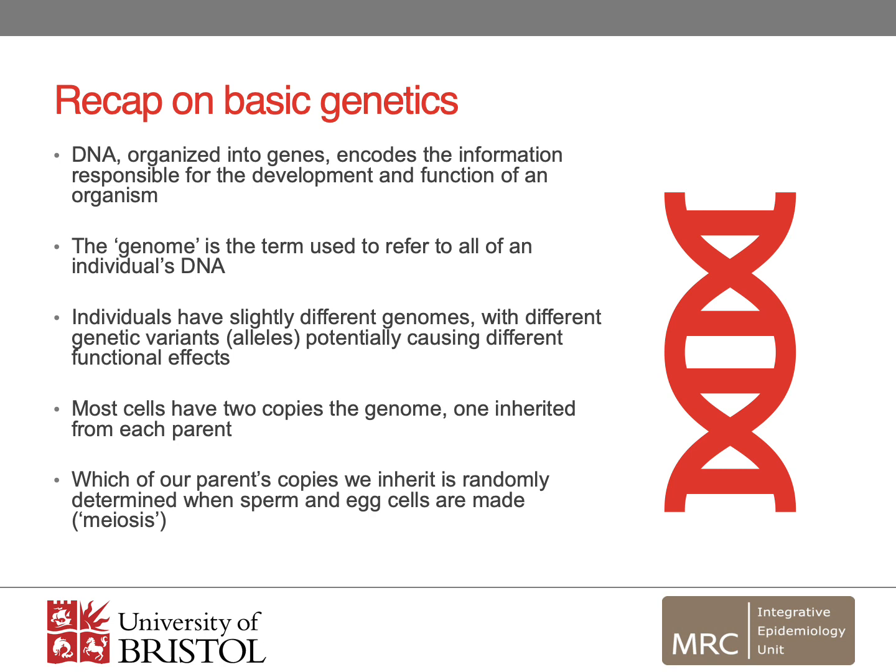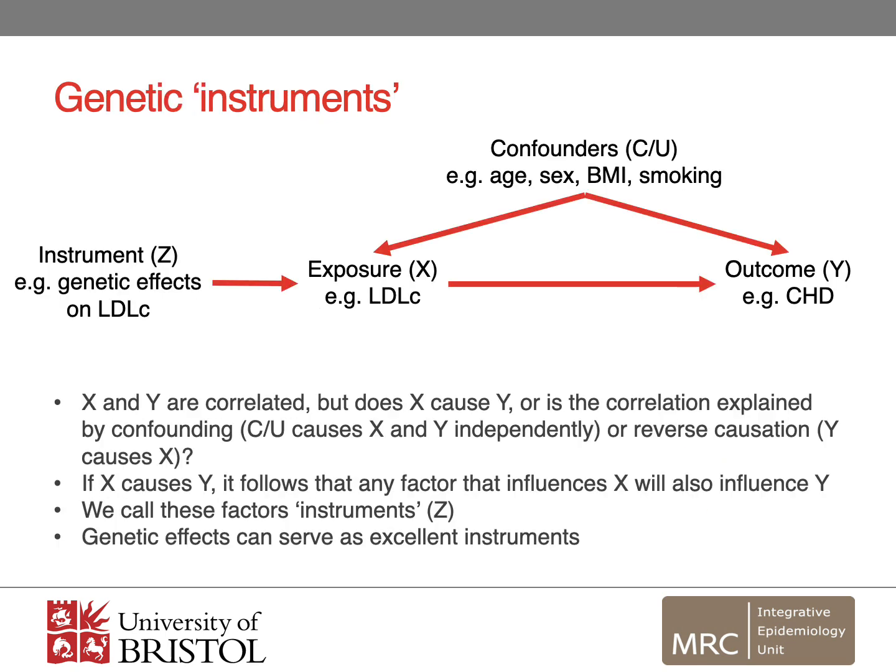Most cells in our bodies have 2 copies of the genome, one inherited from each parent. Which of our parents' copies we inherit is randomly determined when sperm and egg cells are made, in a process called meiosis. What Mendelian randomization does is it takes advantage of these features of genetics by employing them as proxies, or what we term instruments, for exposures of interest in a special type of instrumental variable analysis.